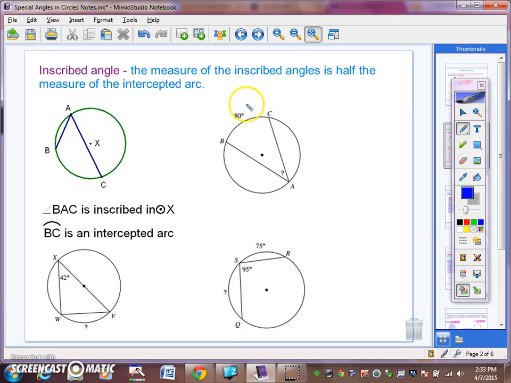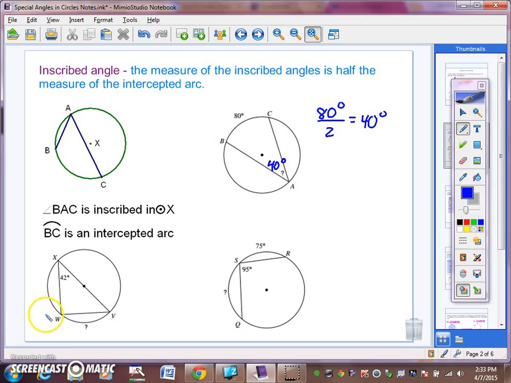So over here in our example, this arc is 80 degrees. So I'm going to take 80 degrees and half it, and that's going to equal 40 degrees. So my angle A is 40 degrees. So it's half the intercepted arc.